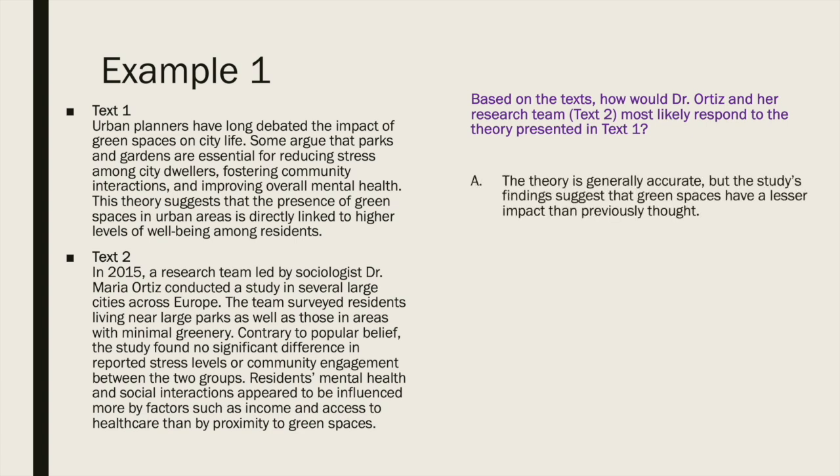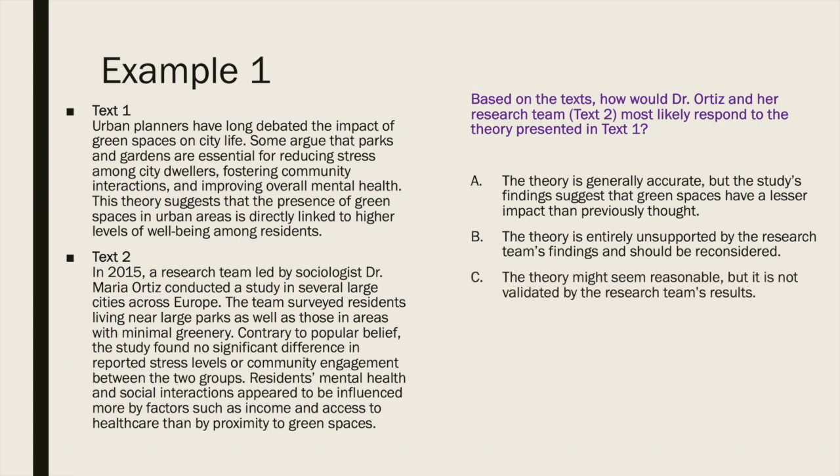So let's look at the answer choices. A says that the theory is generally accurate, but the study's findings suggest that green spaces have a lesser impact than previously thought. B is the theory is entirely unsupported by the research team's findings and should be reconsidered. C, the theory might seem reasonable, but it is not validated by the research team's results. And lastly, D, the theory is valid only under specific conditions, which the research did not explore. So pause the video and try and think about which one would be the most correct answer. Well, there is only one correct answer, but yeah, think about which one would answer this one.